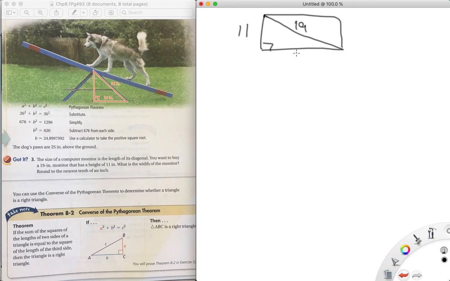So what is this guy? Let's call you b, buddy. Alright, so a squared plus b squared equals c squared. They want you to round to the nearest tenth of an inch. I don't do tenths, I do hundredths. So it's 11 squared plus b squared equals 19 squared.